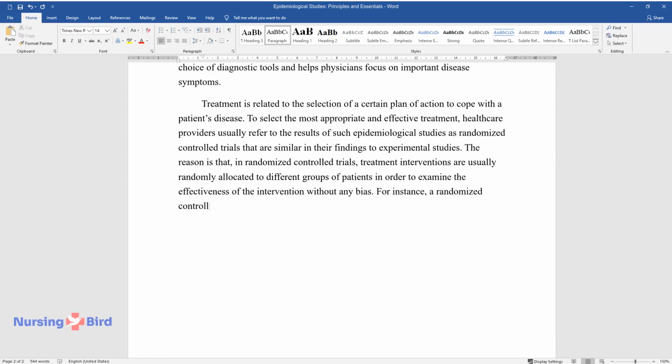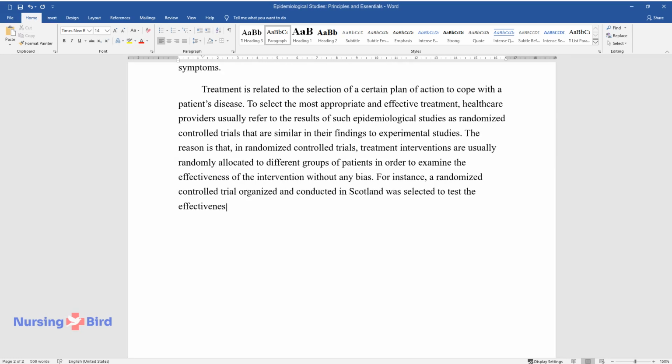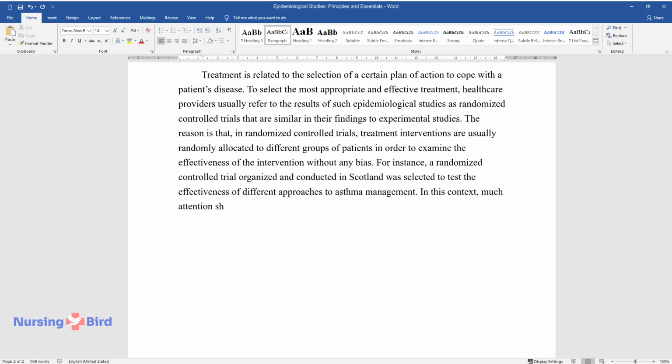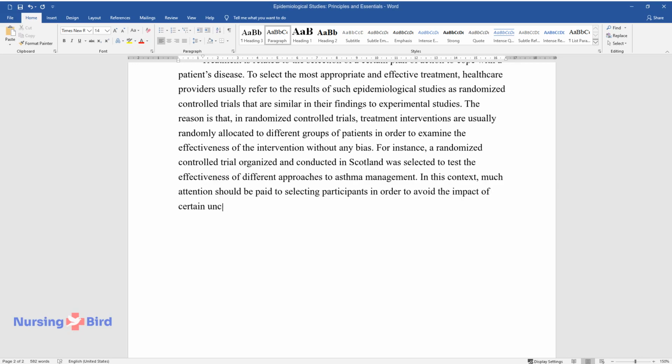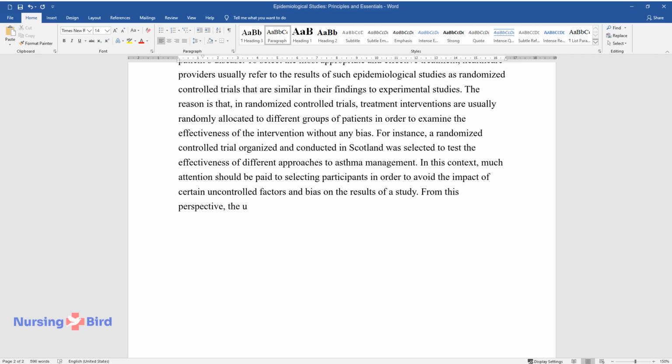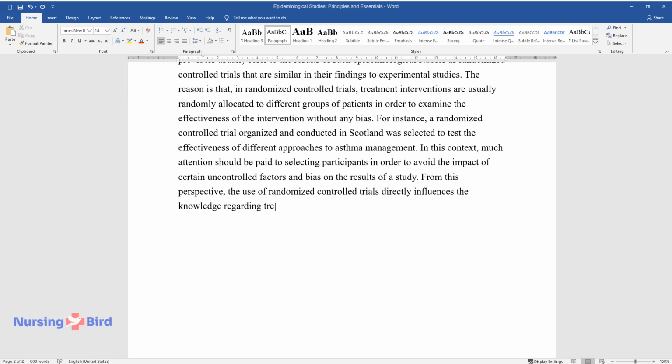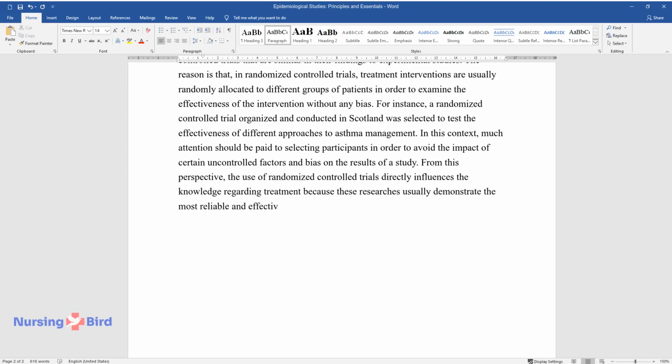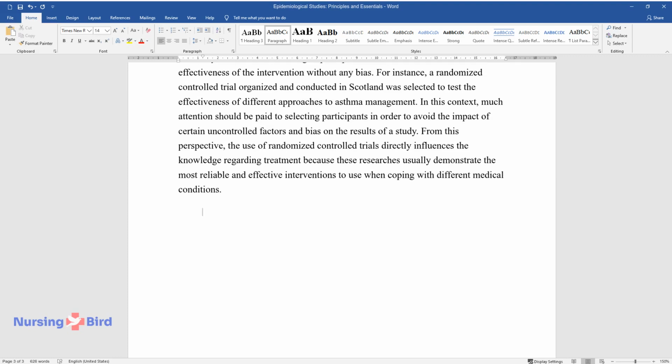For instance, a randomized controlled trial organized and conducted in Scotland was selected to test the effectiveness of different approaches to asthma management. In this context, much attention should be paid to selecting participants in order to avoid the impact of certain uncontrolled factors and bias on the results of a study. From this perspective, the use of randomized controlled trials directly influences the knowledge regarding treatment because these studies usually demonstrate the most reliable and effective interventions to use when coping with different medical conditions.